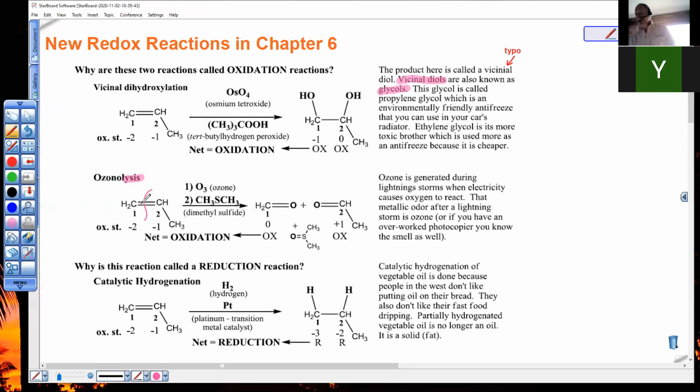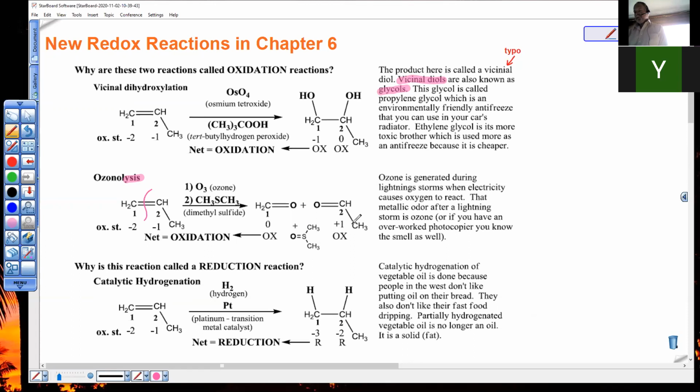And you get 2 new bonds to O, replacing the 2 bonds to carbon. So the oxidation state goes up by 2, doesn't it? From -2 to 0 and from -1 to +1. So this is even more extensive oxidation, isn't it? So in ozonolysis, you're going to learn how to easily predict the products.